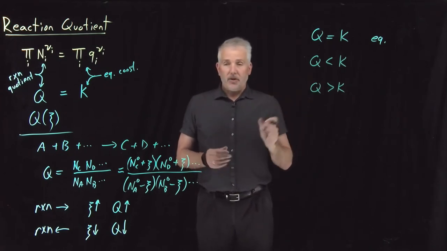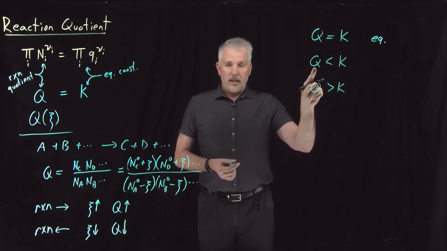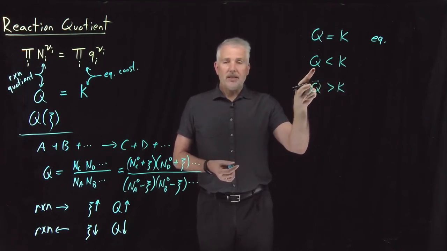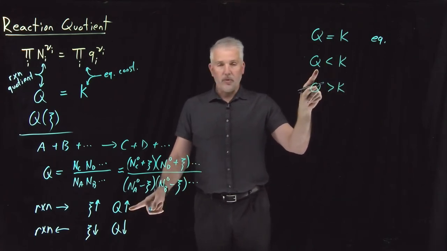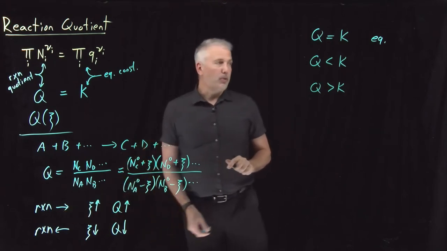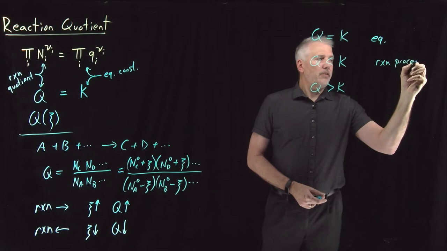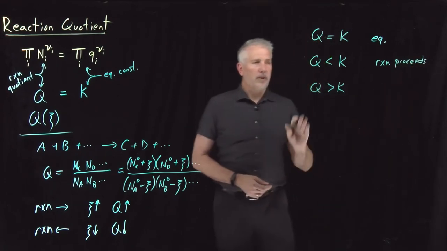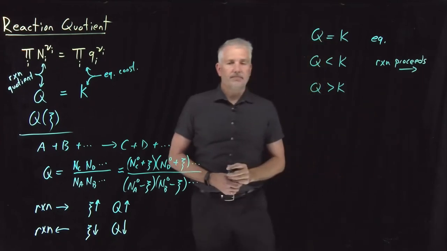If at any current set of conditions, Q happens to be less than K, in the process of reaching equilibrium, Q needs to get larger in order to become equal to K. So Q needs to increase. The only way to make Q increase would be to have the reaction go forwards. So if we ever find that the reaction quotient is less than K, then the reaction proceeds in the forward direction.